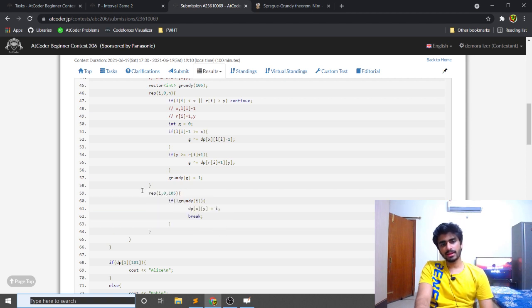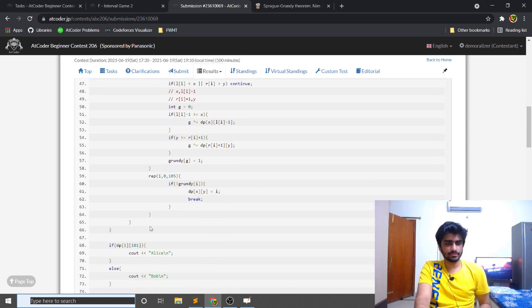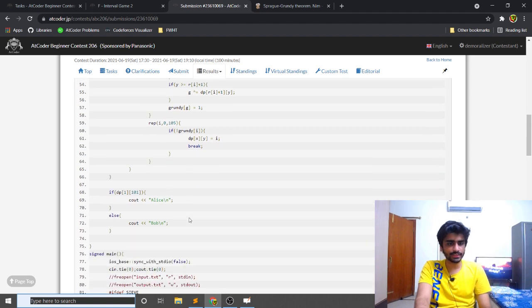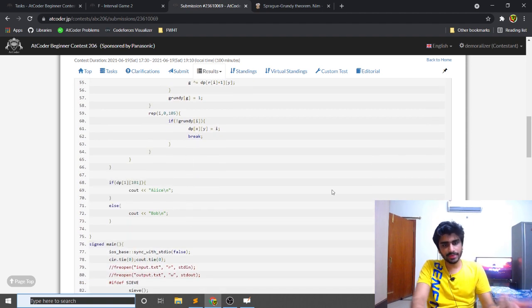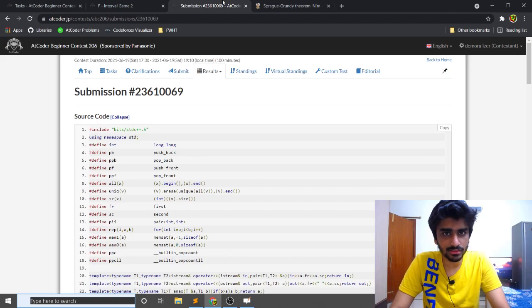Then I run this loop from 0 till 100 or something to find the max. Whenever this is not seen, that means we have found the value, and that's what I'm storing in here. Then I'll break, because the Grundy value is the minimum excluded. And based on that, I can print Alice or Bob. So that's how this problem would be solved.